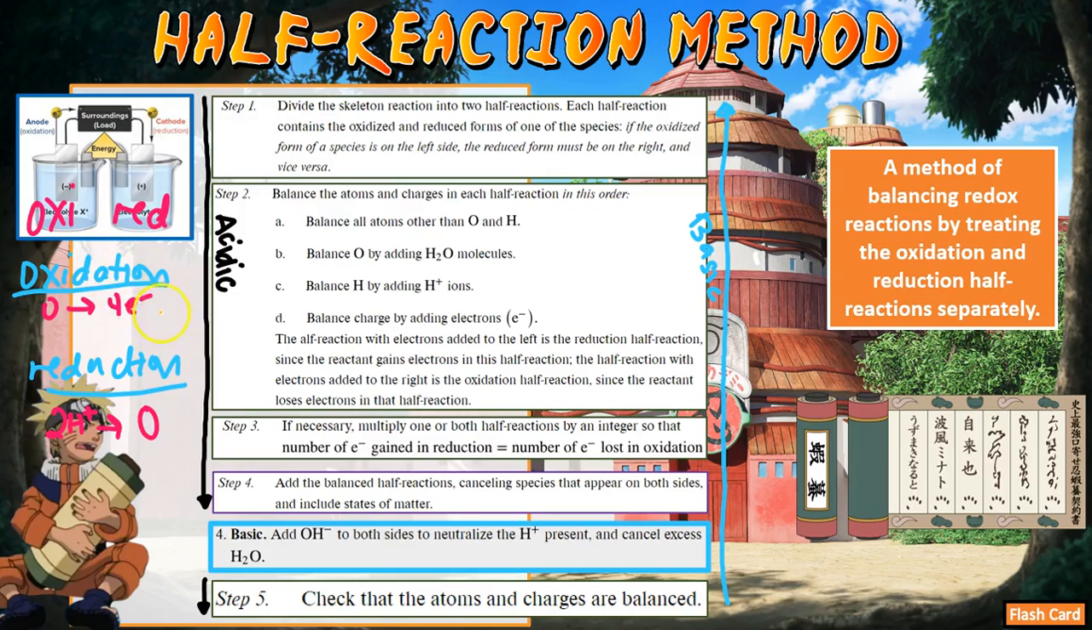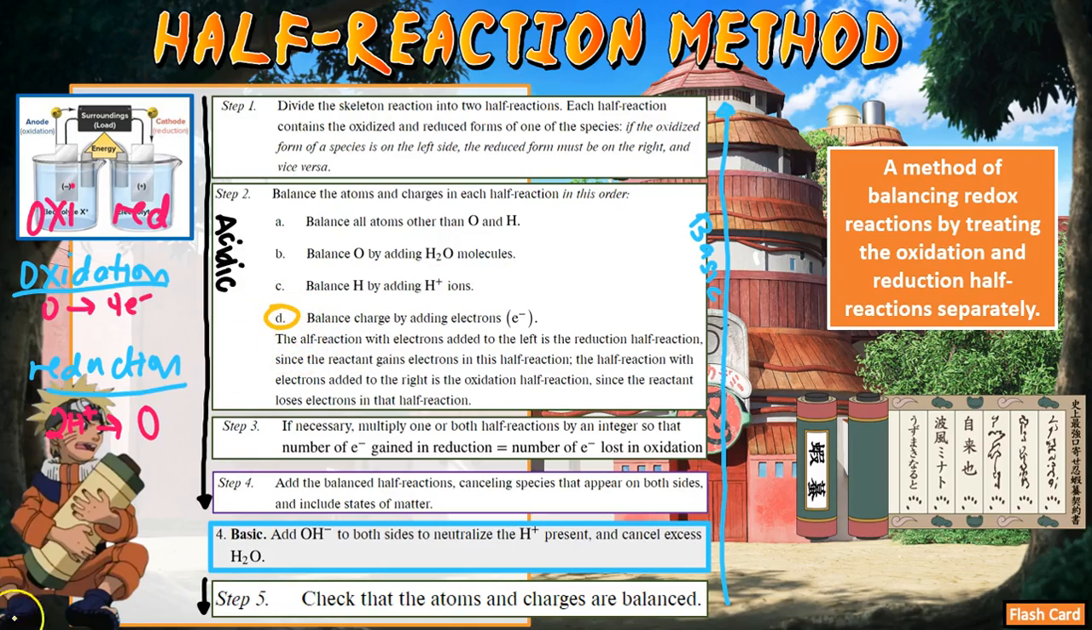After that, we get into step 2, whose parts A through C we've seen before with our overall understanding of balancing redox reactions. So of course, you're going to balance all atoms other than oxygen and hydrogen, balance oxygen by adding water, balance hydrogen by adding H+, okay? And then you're going to balance the charge by adding electrons. This is going to be the step or the reason why we do not have to assign oxidation numbers.